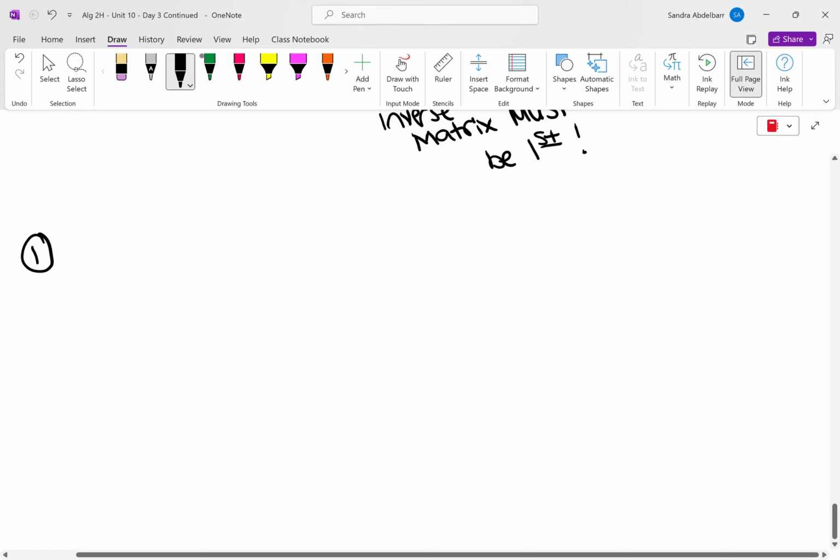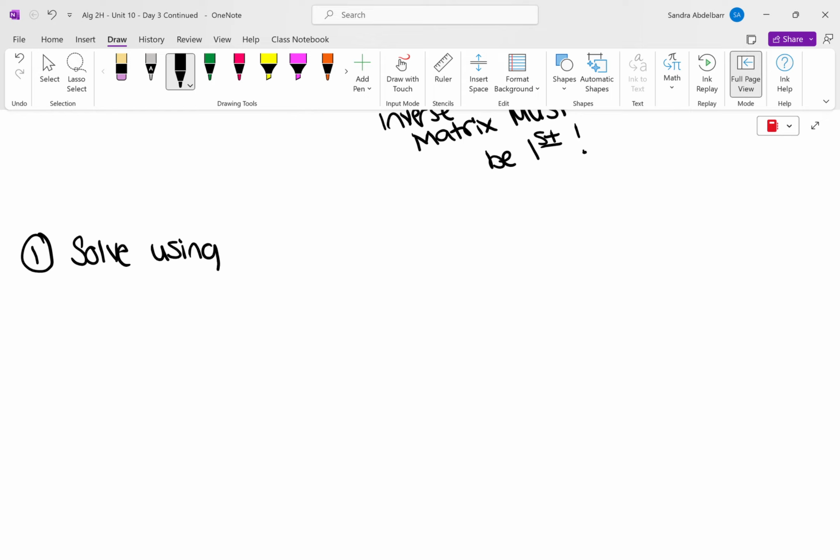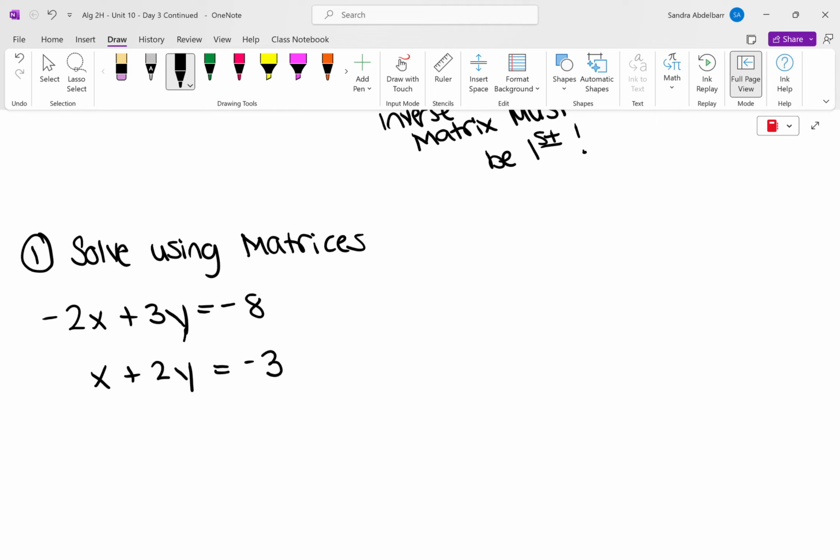Are we ready to try a problem? All right, so first problem we're doing, I want us to solve using matrices. What's Cramer's? Solve using what? If I'm using matrices here, what's Cramer's use? It doesn't use matrices. What does it use? Determinants. Good. All right, so we want to solve using matrices. And my system is negative 2x plus 3y equals negative 8, and x plus 2y equals negative 3.